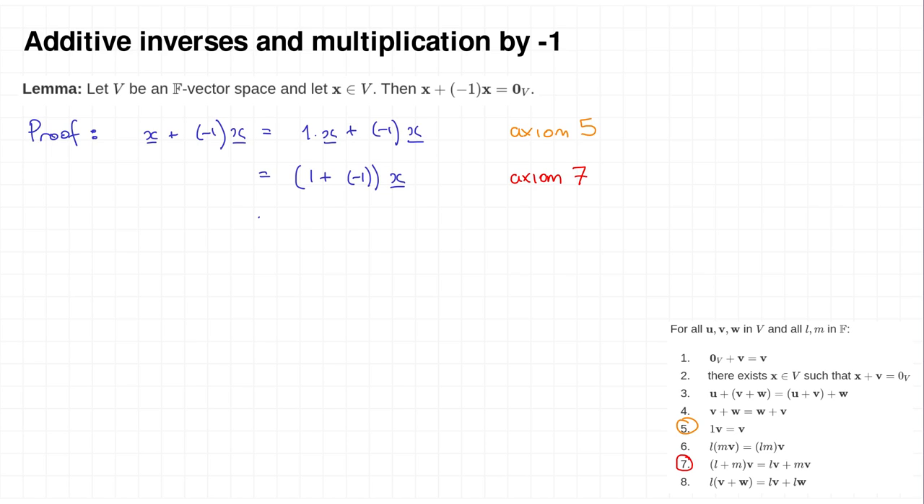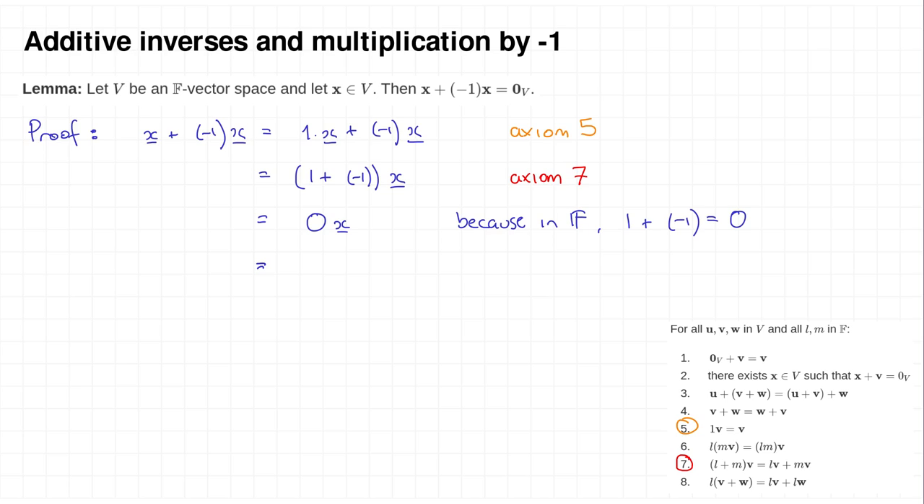Okay, next what do we have here? We have 1 plus minus 1. This is the addition of 1 and minus 1 in our field F. And of course the answer to that is 0. So what we have here is 0 times the vector x. And this is true just because in F, our field, 1 plus minus 1 equals 0.